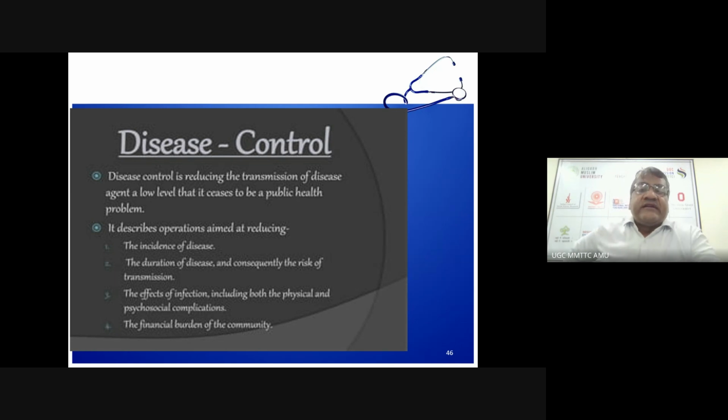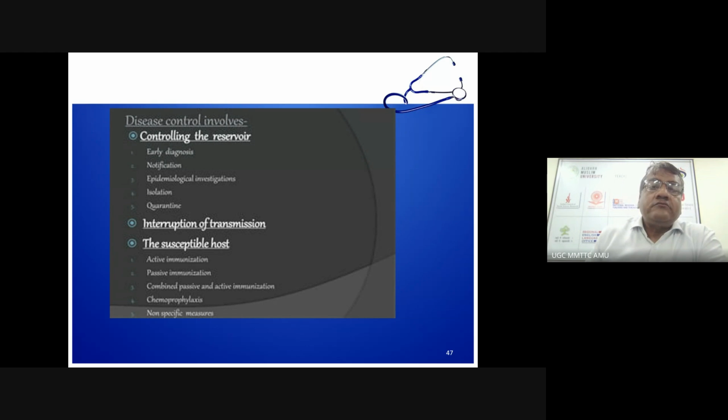And main मकसद disease control का है the incidence कम करना disease की, duration of disease कम करना, effect of infection, both physical and psychosocial complication कम करना, and to reduce the financial burden of the community. Disease control involves controlling the reservoir, interruption of the transmission, and susceptible host.